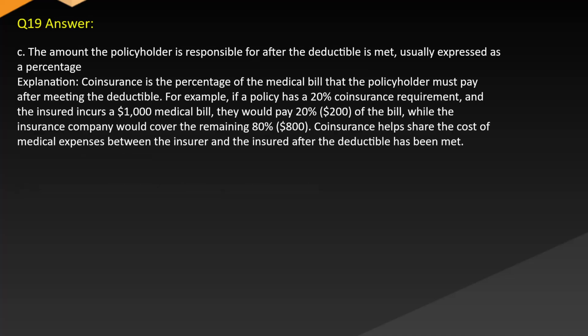Answer. C. The amount the policyholder is responsible for after the deductible is met, usually expressed as a percentage. Explanation. Coinsurance is the percentage of the medical bill that the policyholder must pay after meeting the deductible. For example, if a policy has a 20% coinsurance requirement and the insured incurs a $1,000 medical bill, they would pay 20%, $200 of the bill, while the insurance company would cover the remaining 80%, $800. Coinsurance helps share the cost of medical expenses between the insurer and the insured after the deductible has been met.